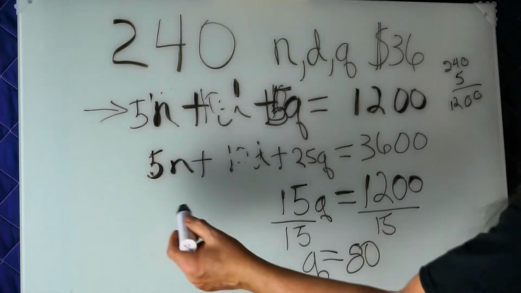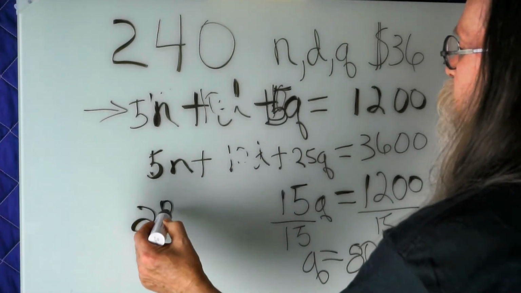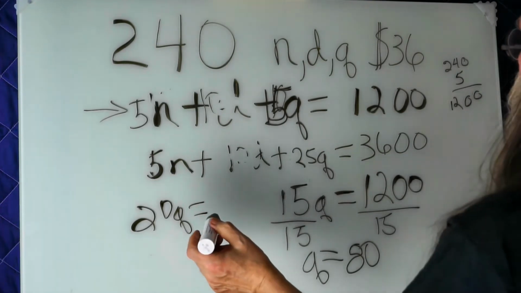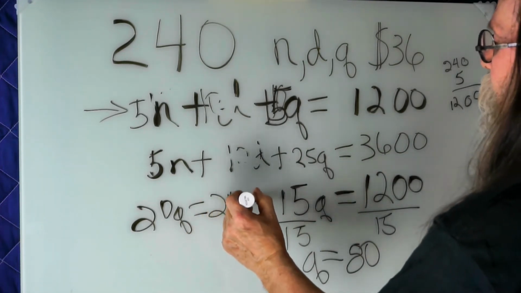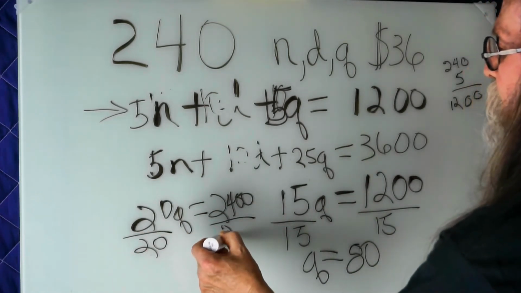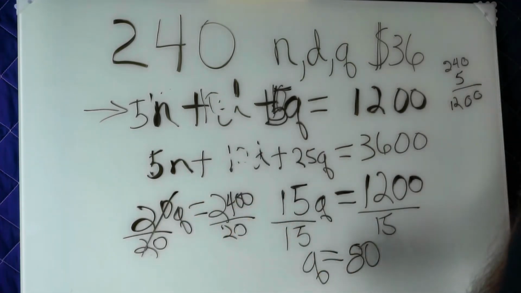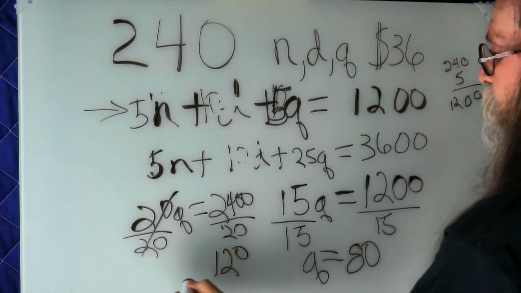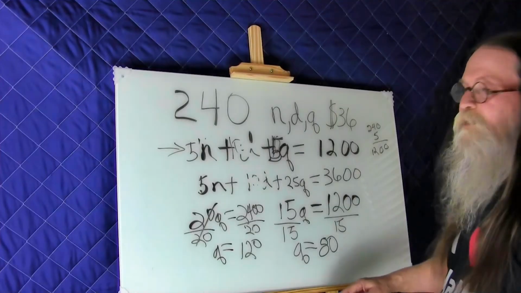So the nickels cancel. 25 minus 5 is now we have 20 quarters. 3,600 minus 1,200 is 2,400. Now we divide this by 20, divide this by 20, and the 20s cancel. And 240 divided by 20 is 120. So in this instance, the quarters equals 120.